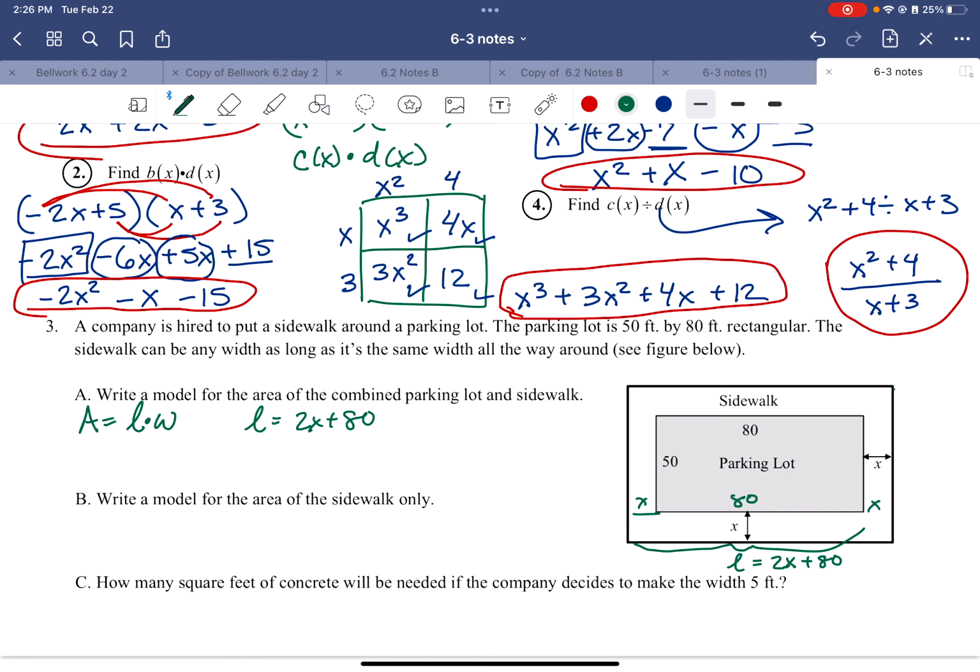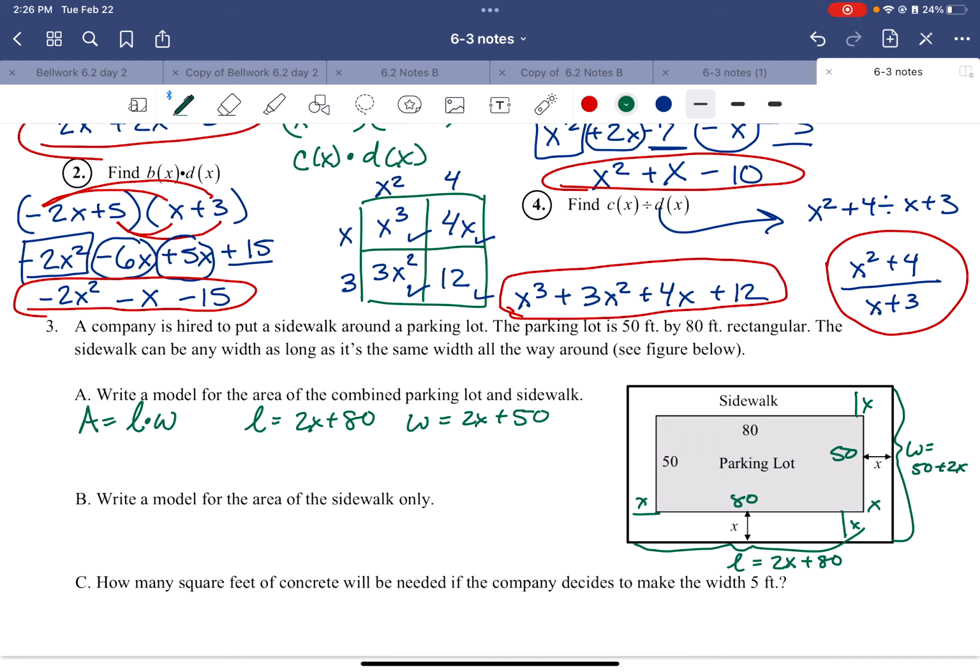And then our width is similar. We have x at the top, x at the bottom, and in the middle we have 50. So our width is going to equal 50 plus 2x, or I guess I could have said 2x plus 50. So our width equals 2x plus 50.